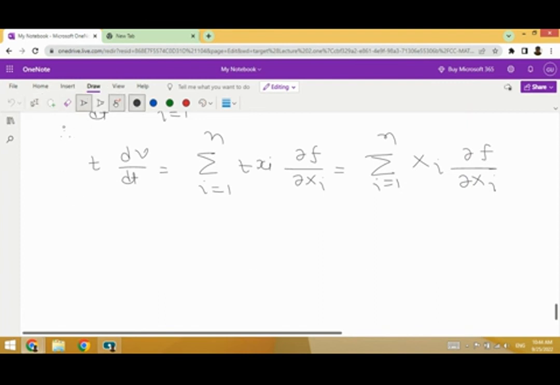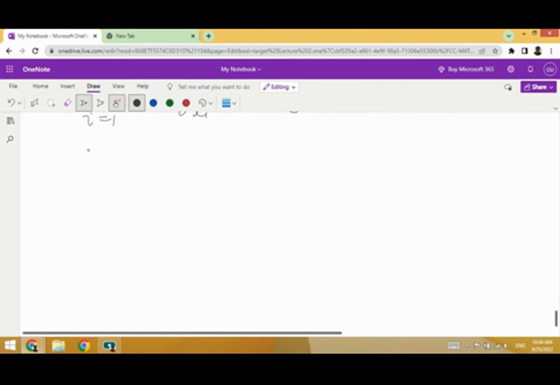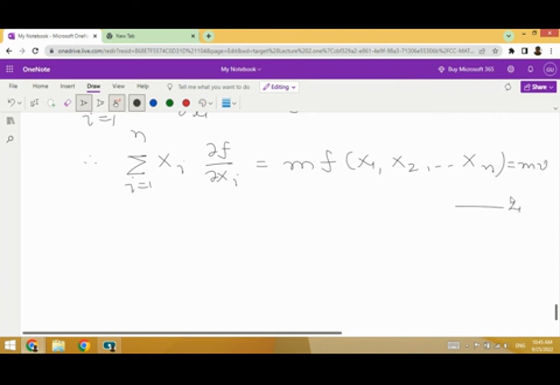Now, as we have summation i varies from 1 to n xi del f upon del xi is equal to mf, where m is the degree of the homogeneous function, we apply this result in the last statement formula, and we get summation i varies from 1 to n capital Xi del f upon del Xi is equal to m f of x1 x2 up to xn, which is nothing but mv by the result, and it is our equation number 4.